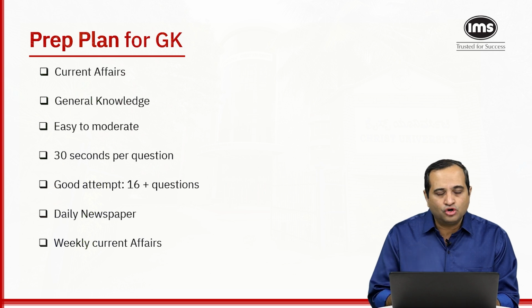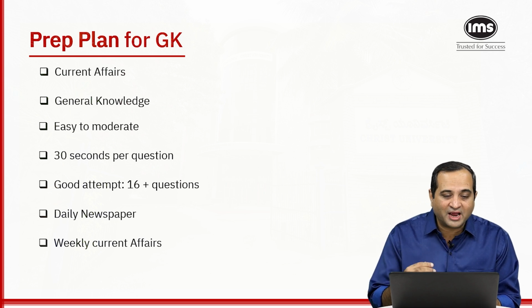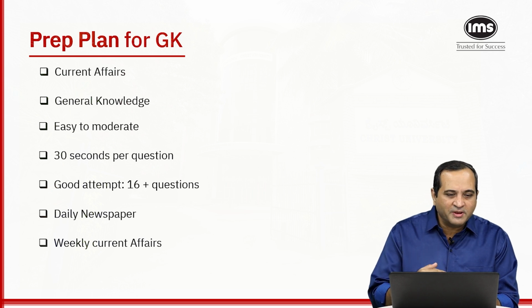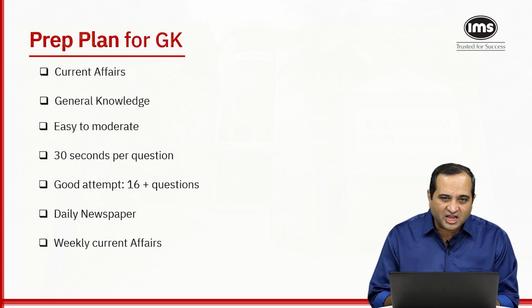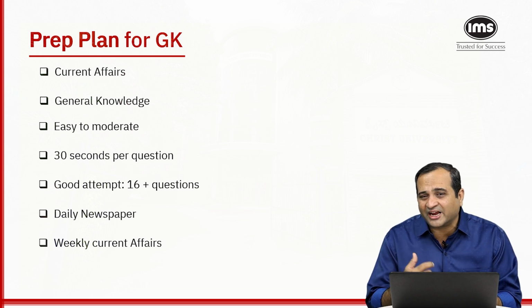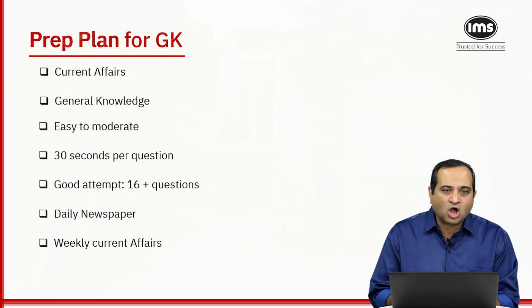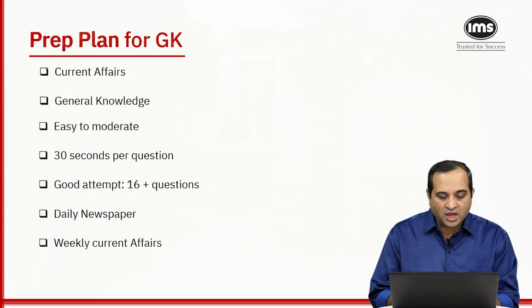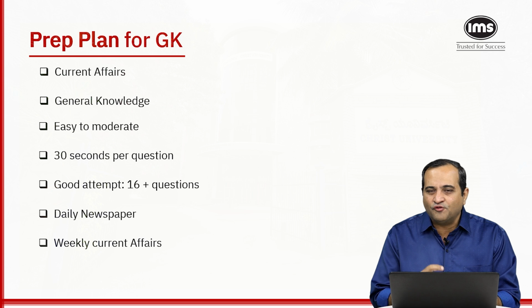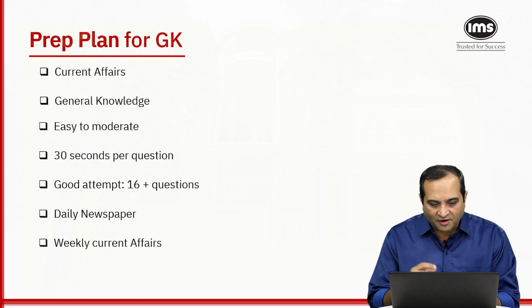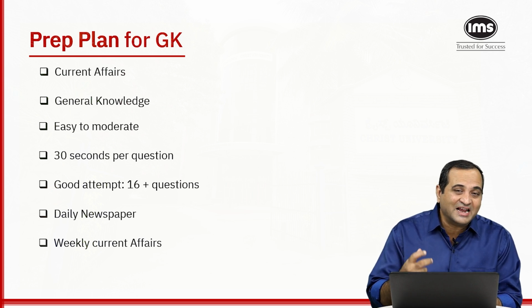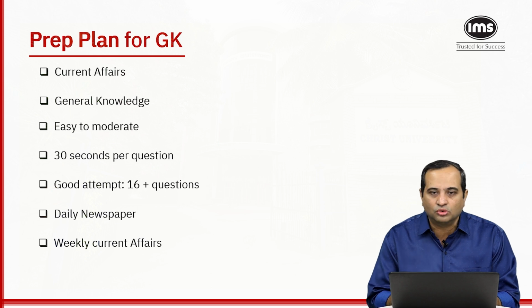So in GK, you not only get current affairs, but you also get general knowledge questions. Again, the type of questions would be easy to moderate. I don't think in GK for any question you will need 30 seconds or more than that. Because it's either you know or you don't know it. There's nothing that you will think on. Out of 20 questions of GK, if you attempt around 16 questions, I think it's a good enough attempt. So get into that habit of reading your newspapers on a daily basis. And if you can get weekly current affairs, I think that will be the best thing to read.